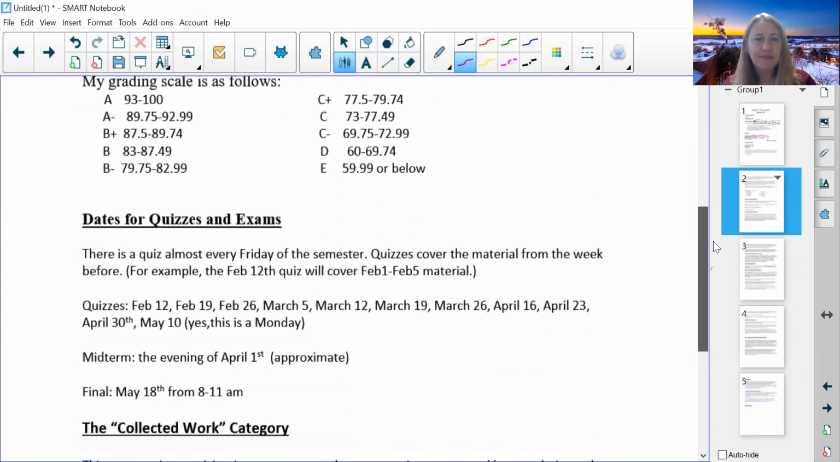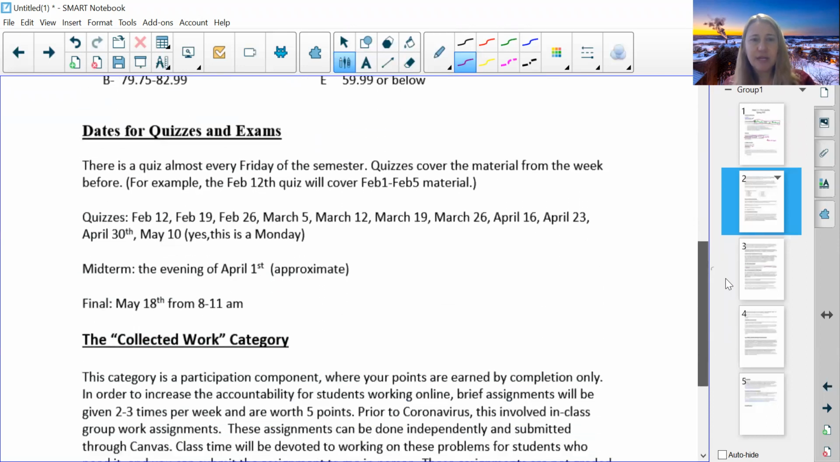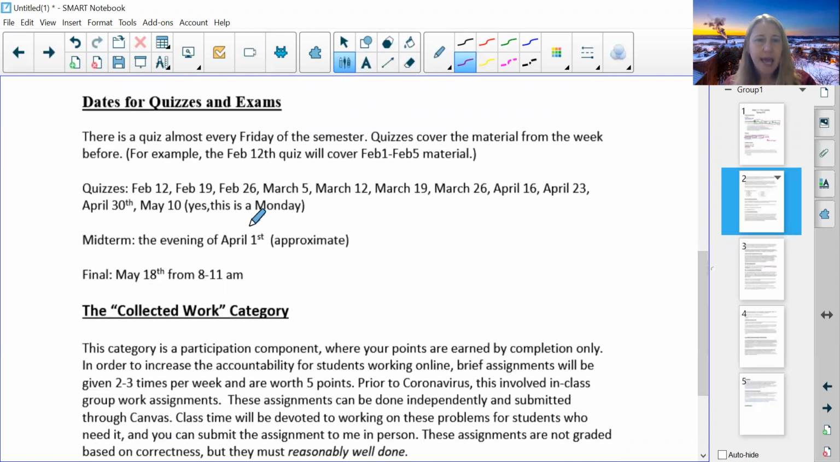So here's a listing of dates, right? Almost every Friday we have a quiz. And I did plan the midterm, and this is a little past mid-semester. Mid-semester is more like mid-March. I planned this for a Thursday evening, which means we won't have class the following Friday. And if you have a Thursday evening conflict, I will offer an alternative time to take that.